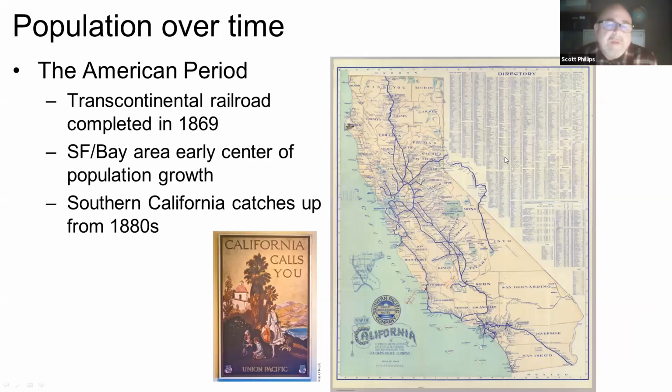Now, one thing that dramatically increased population is transportation. So once the Transcontinental Railroad was completed in the late 1800s, that made it much easier to travel to California. And population initially focused around the Bay Area, but by the late 1800s, the Los Angeles area caught up with San Francisco, and these become the two main population centers of California.